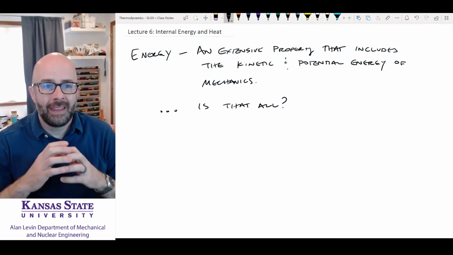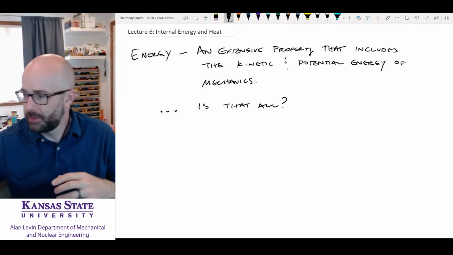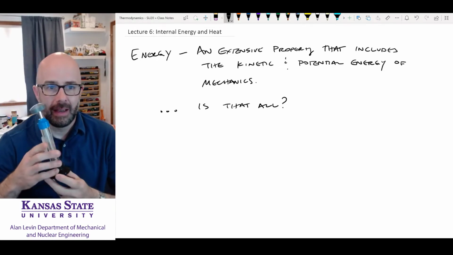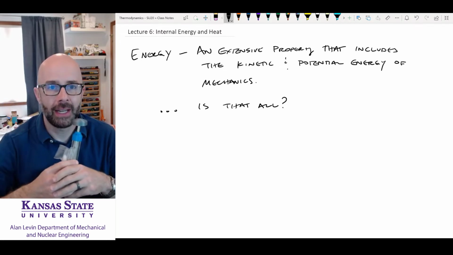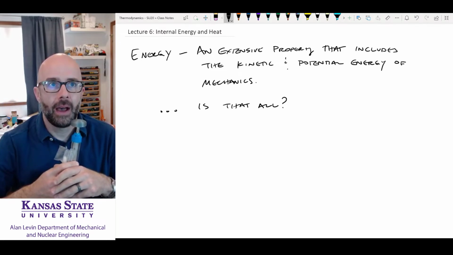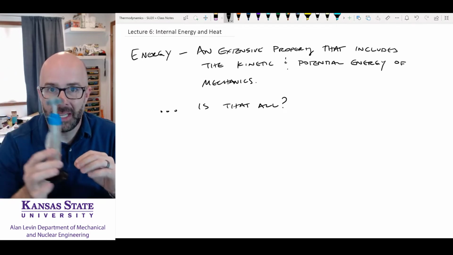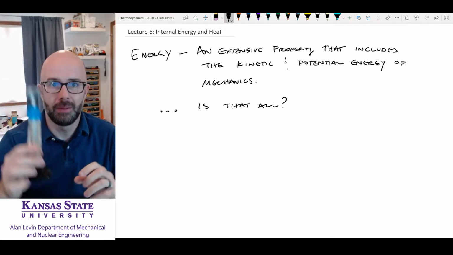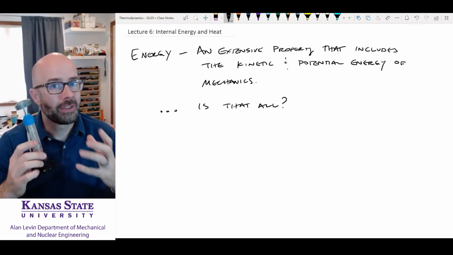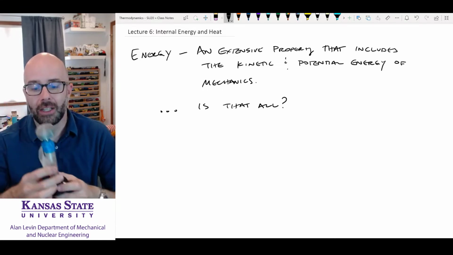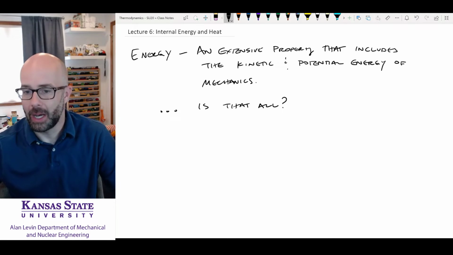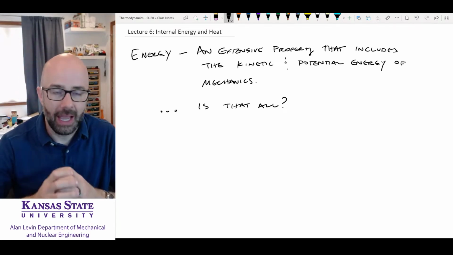Well, kinetic energy didn't change. This fire syringe did not move with a velocity. It did not change the kinetic energy of the system. The potential energy of the system didn't change. But sure enough, something changed to energize that cotton, a flammable piece of cotton at the very bottom. Something had to happen.